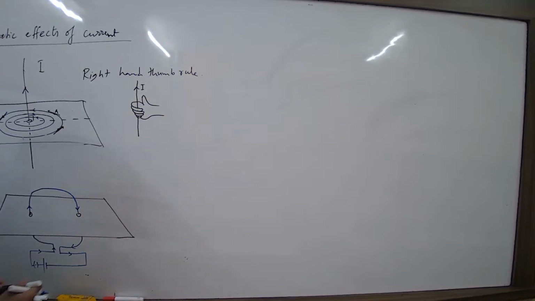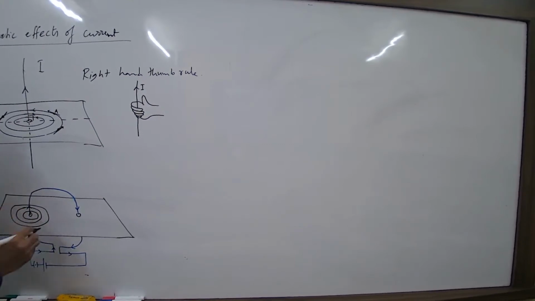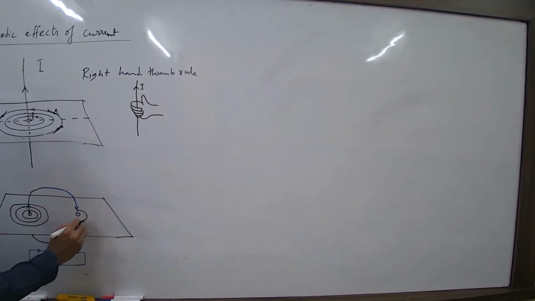How is the loop now? Like this. So now you can apply the right hand thumb rule over here and over here. How will the field lines be now? Draw the field line. It will be concentric circles. Here also it will be concentric circles.